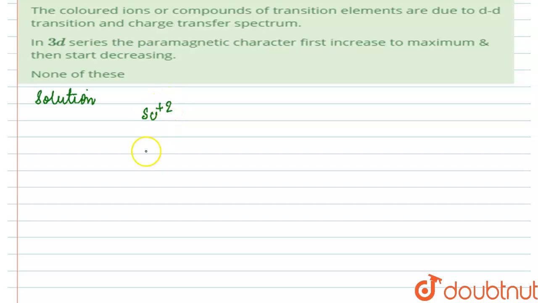So scandium 2+, then we have titanium, right, 2+. So along with it, I'll just write down the electronic configuration also. So scandium 2+ has the electronic configuration of 3d1 and 4s0. Titanium 2+ has 3d2 and 4s0.